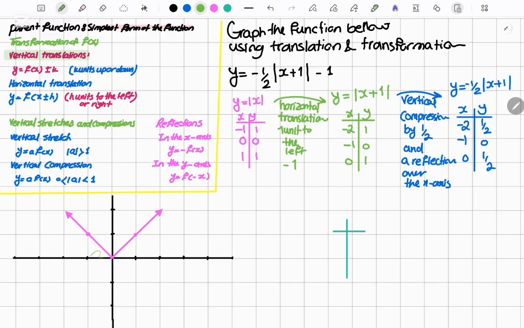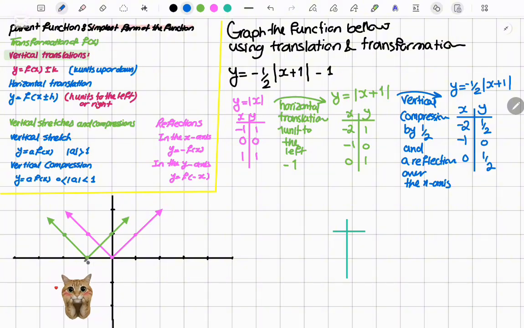Let's see if it's exactly happening. -1 and 0, -2 and 1. Yes, as you can see, the graph is being shifted 1 unit to the left very clearly. And now I'm going to go for the blue one. It is supposed to get vertically compressed by half, and it's going to get reflected over the x-axis. Let's see if it's exactly happening.